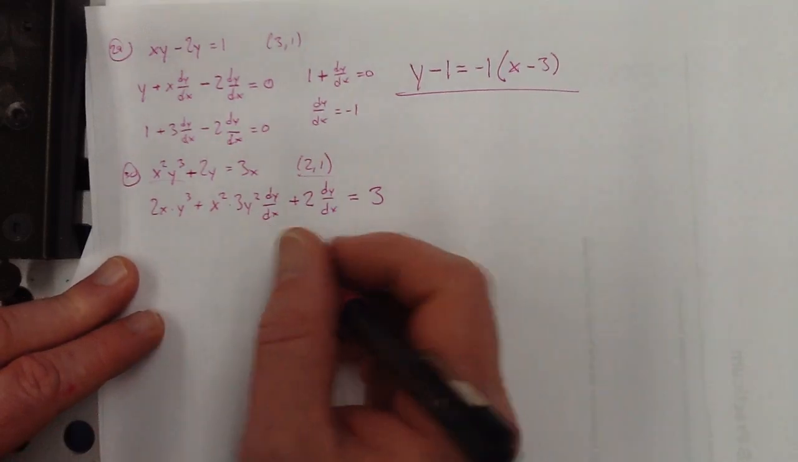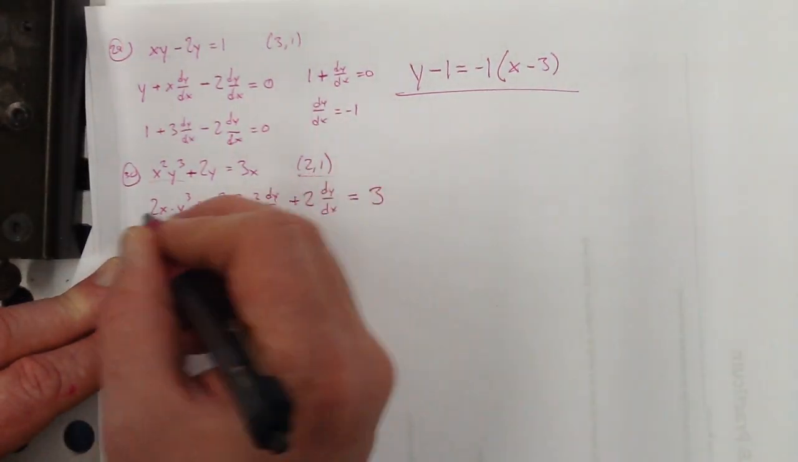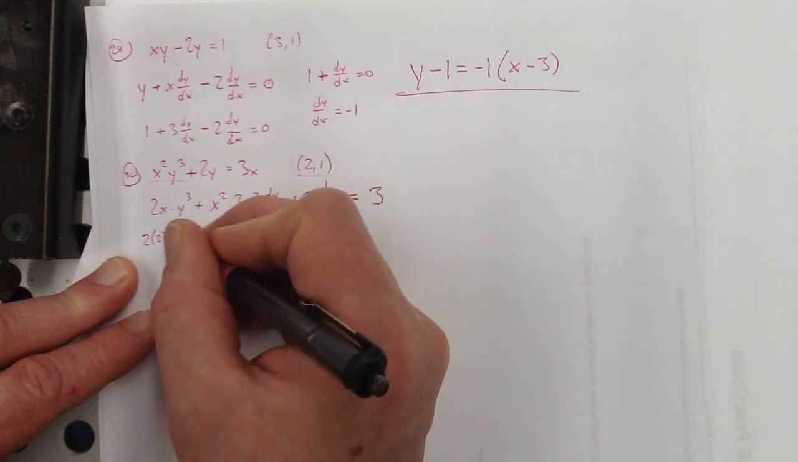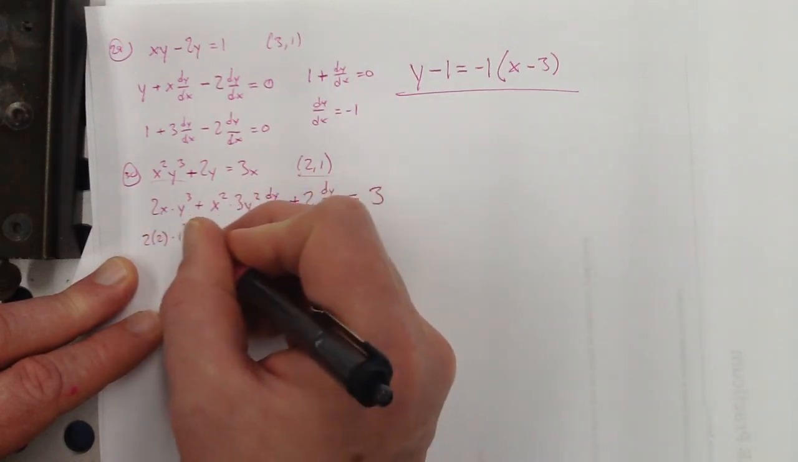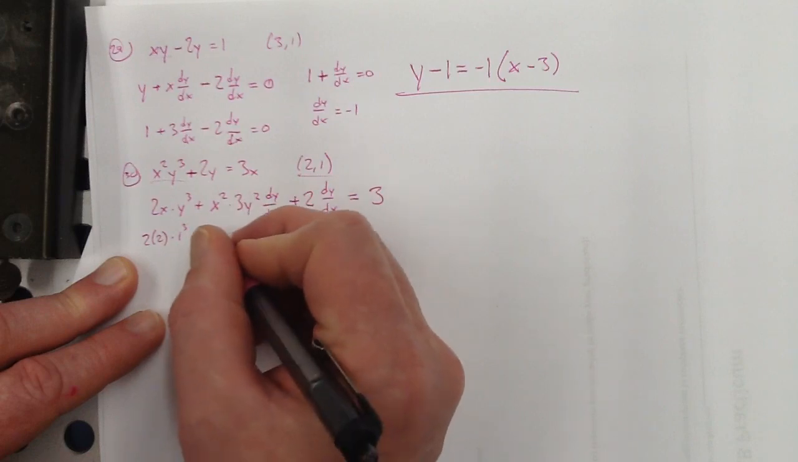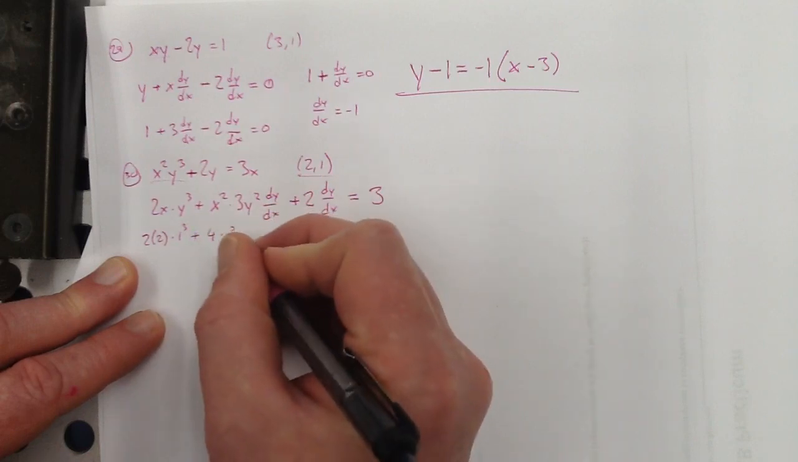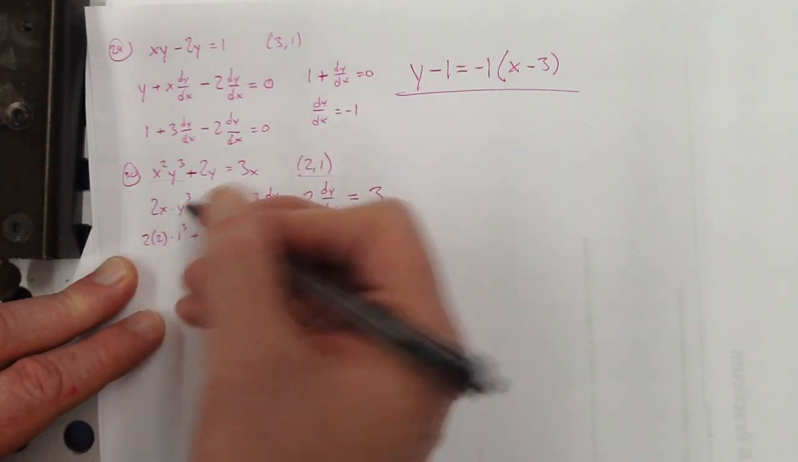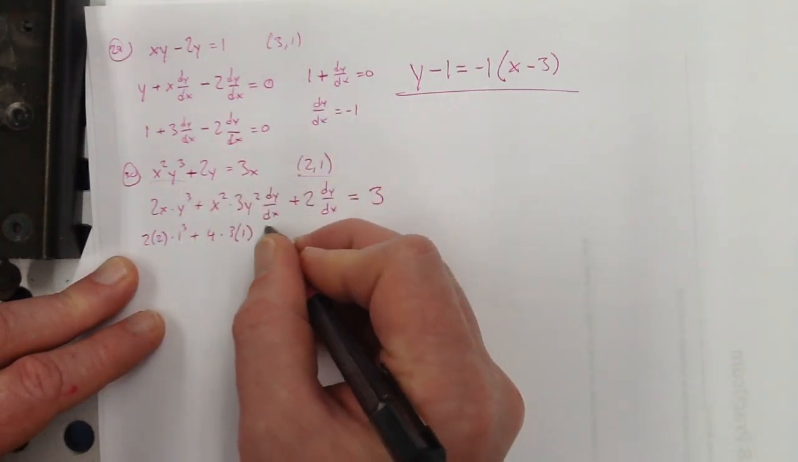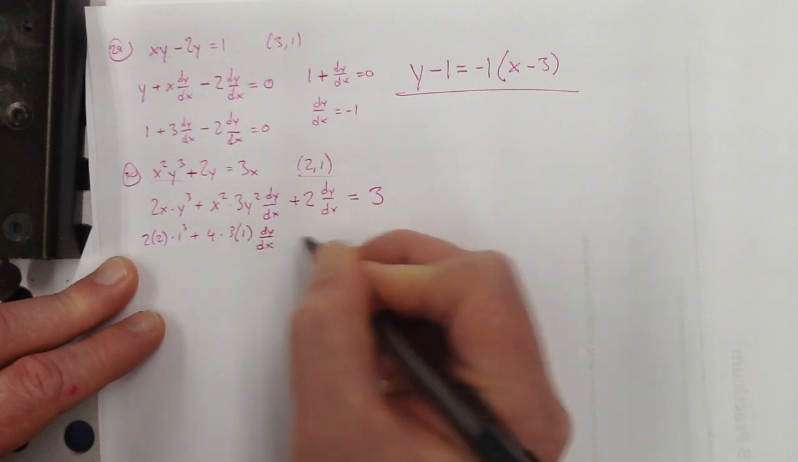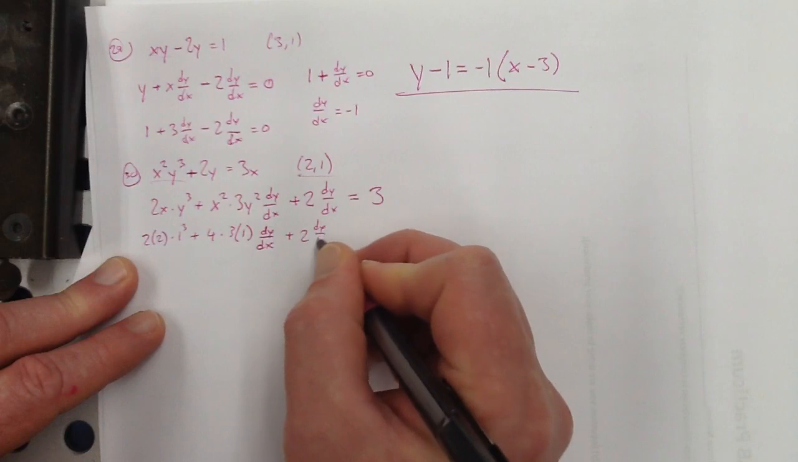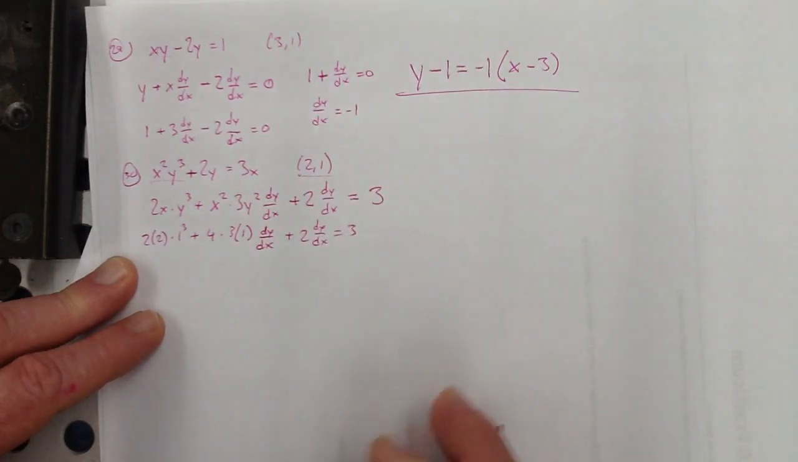Okay? Plugging in the 2 for the x, I got 2 times 2 times 1 cubed plus 2 squared is 3 times 1 squared. That's just 1. I don't know why I wrote that cubed there. It's just 1, right? You can write it or not. And 2 dy dx equals 3.